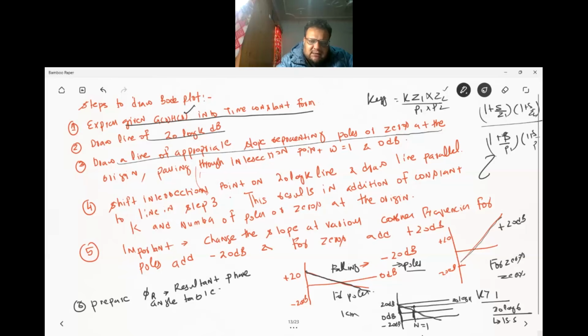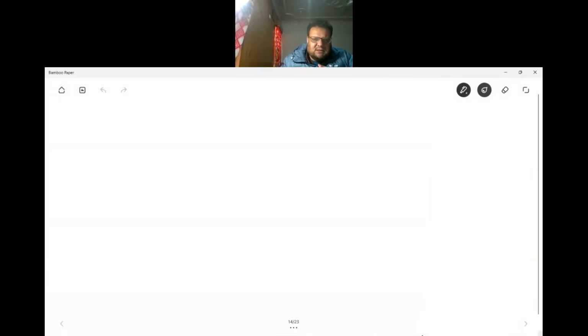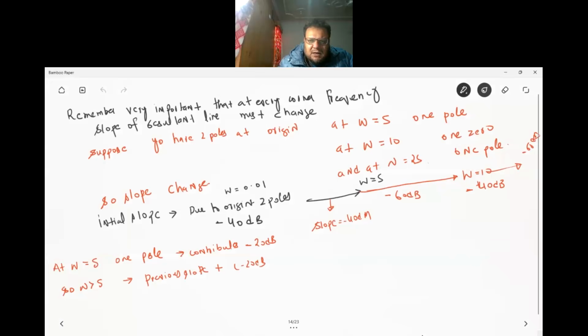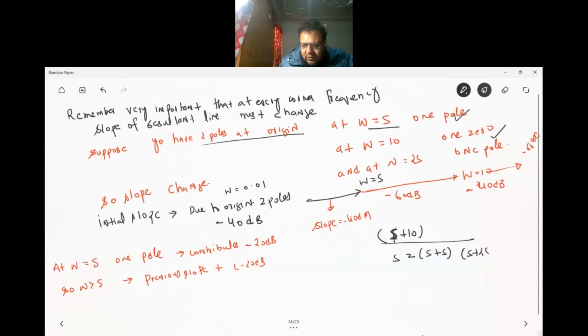Now the important point is that you have to change the slope at various corner frequencies: minus 20 dB for poles and plus 20 dB for zeros. For example, let's say I have a transfer function with two poles at the origin, that is 1 by s square. At omega equal to 5 there is one pole, so that means the term s plus 5. At omega equal to 10 there is one zero, which means s plus 10, and the zero comes in the numerator. And at omega equal to 25 there is one pole, so that gives you s plus 25.